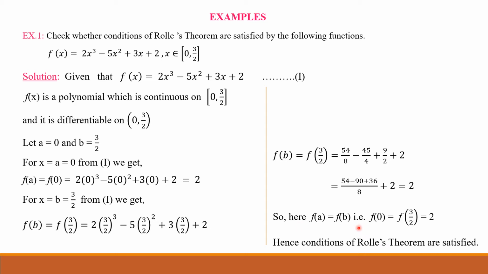So, f of a equals f of b. That is, the value of f of 0 is 2 and the value of f of 3 by 2 is equal to 2. Hence, conditions of Rolle's theorem are satisfied. First condition: continuous. Second condition: differentiable. Third condition: f of a equals f of b. Hence, Rolle's theorem is satisfied.